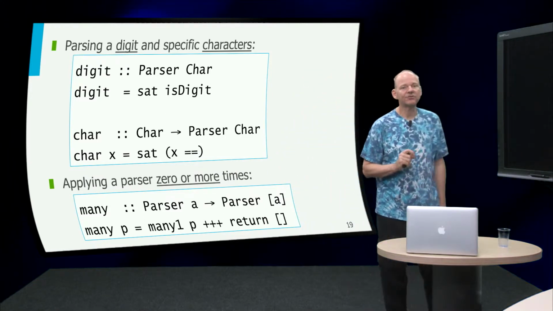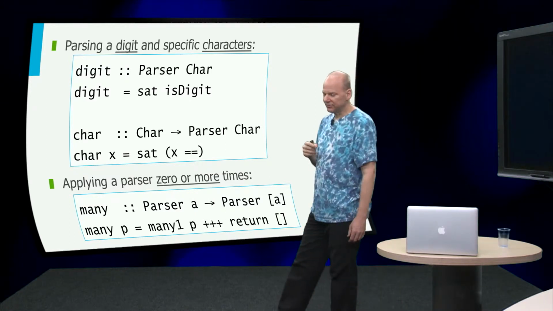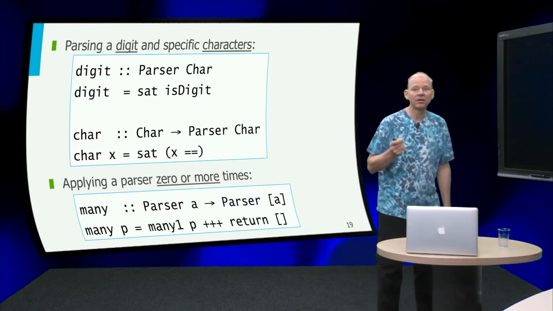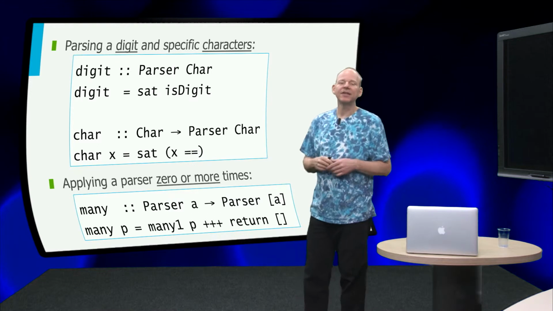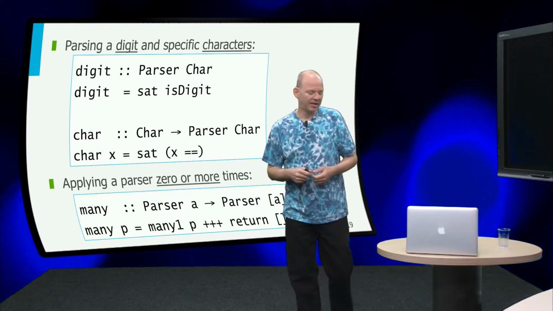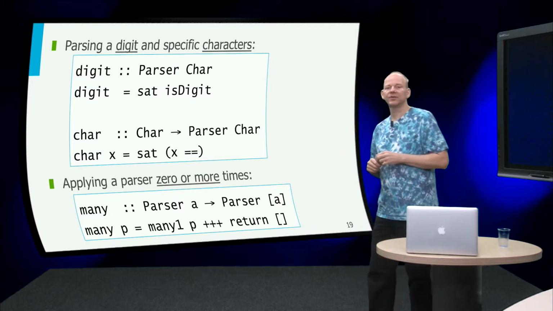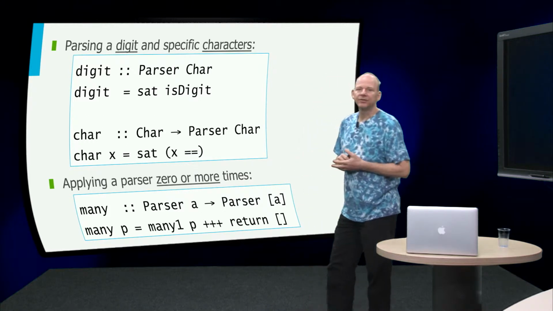This is a parser that tries to parse P 0 or more times. And you see this often. It's like a regular expression or a repetition. I want to find 0 or more digits. Or if I want to parse an identifier, I want to parse a letter followed by 0 or more letters or digits. So, this often happens when you're trying to parse things.